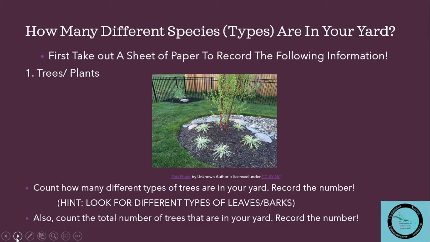How are we going to calculate the biodiversity index? First, we need to take out a sheet of paper to record the following information. 1. Trees and plants. We're going to do 2 sets of counting for this category.